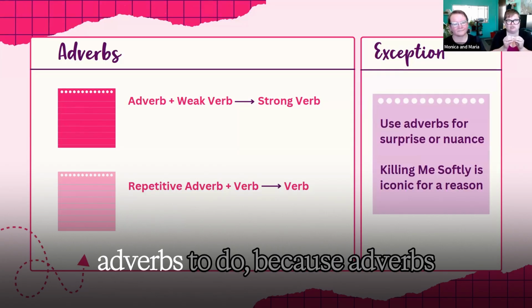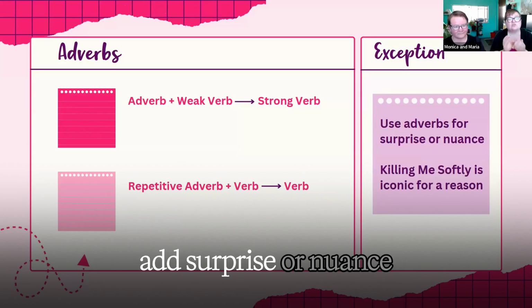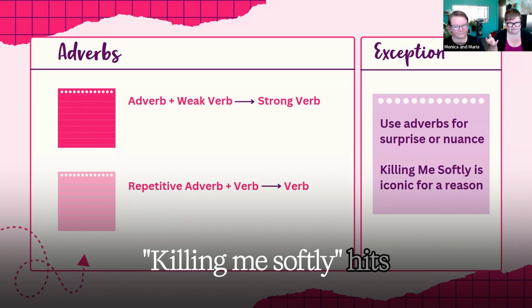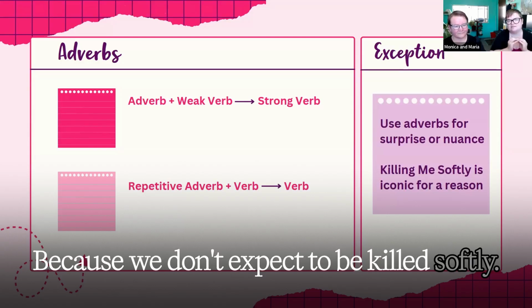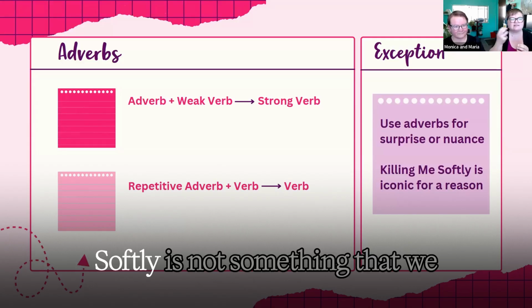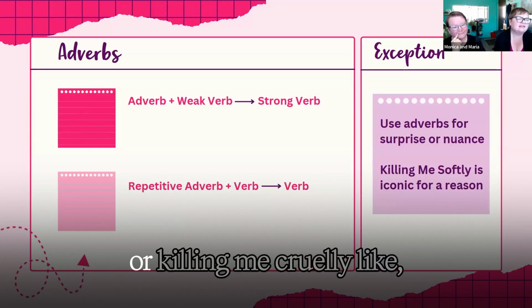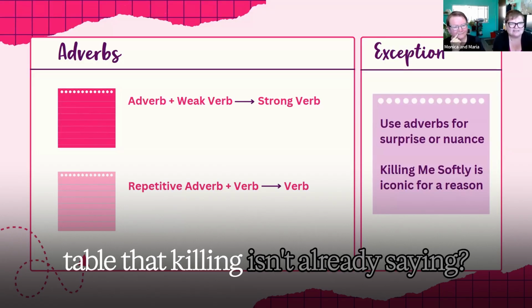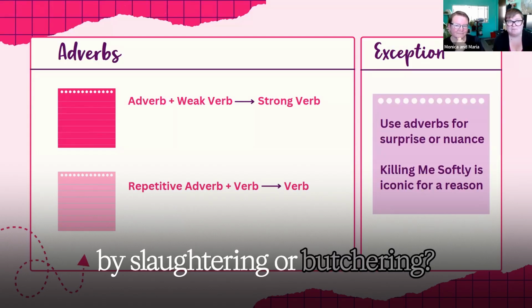So what we want your adverbs to do, because adverbs have a place, is they need to add surprise or nuance to what you're saying. Killing me softly hits because it's a surprise, right? Because we don't expect to be killed softly. Softly is not something that we typically associate with killing. If it were killing me brutally or killing me cruelly, what is that really bringing to the table that killing isn't already saying? Or that couldn't be better said by slaughtering or butchering.